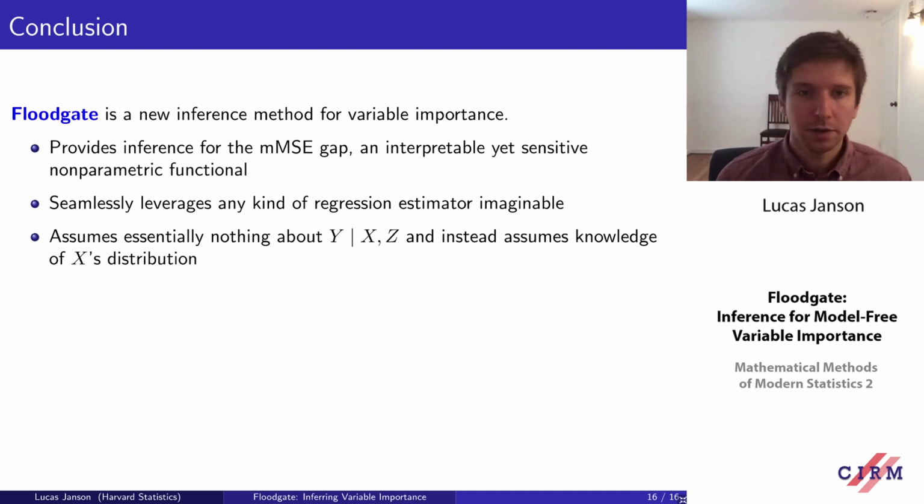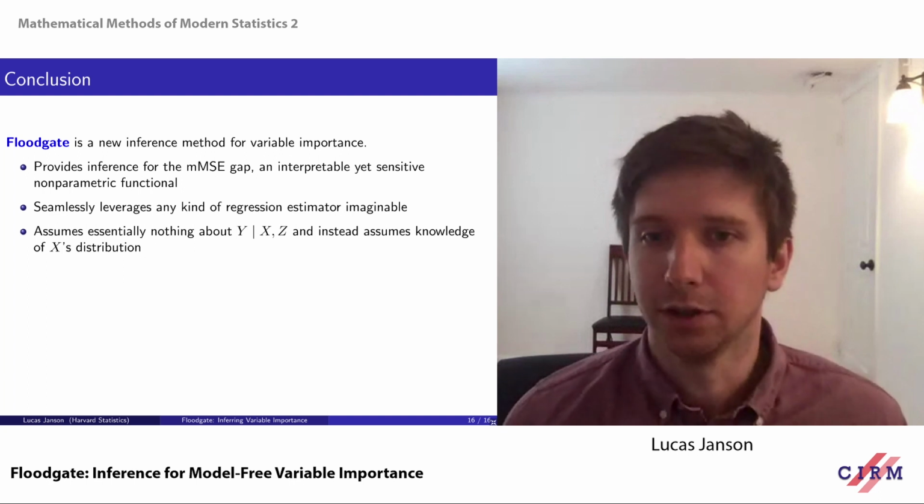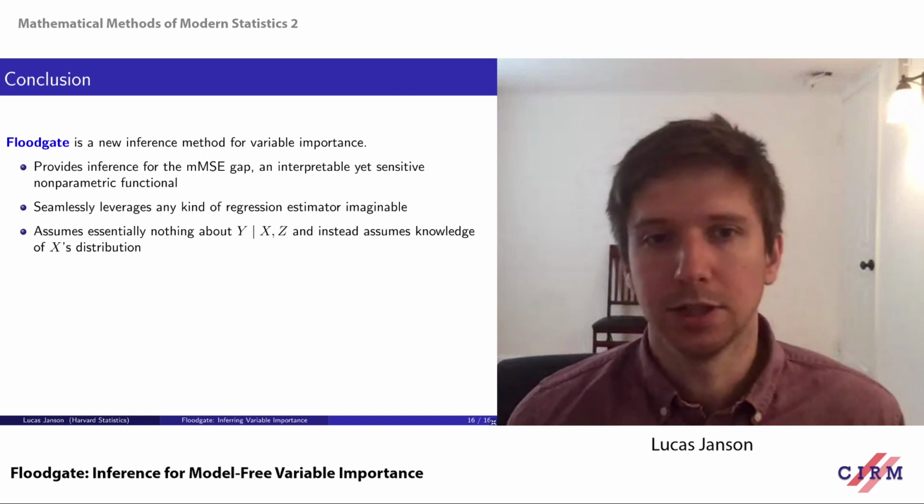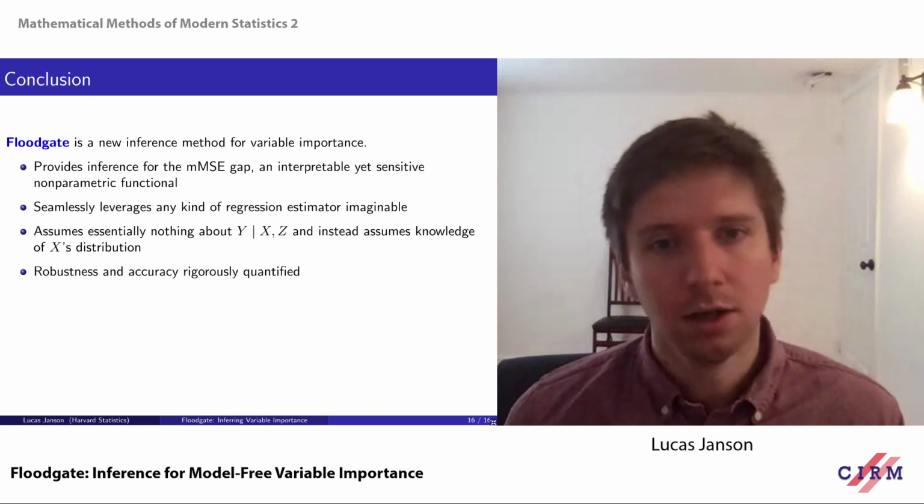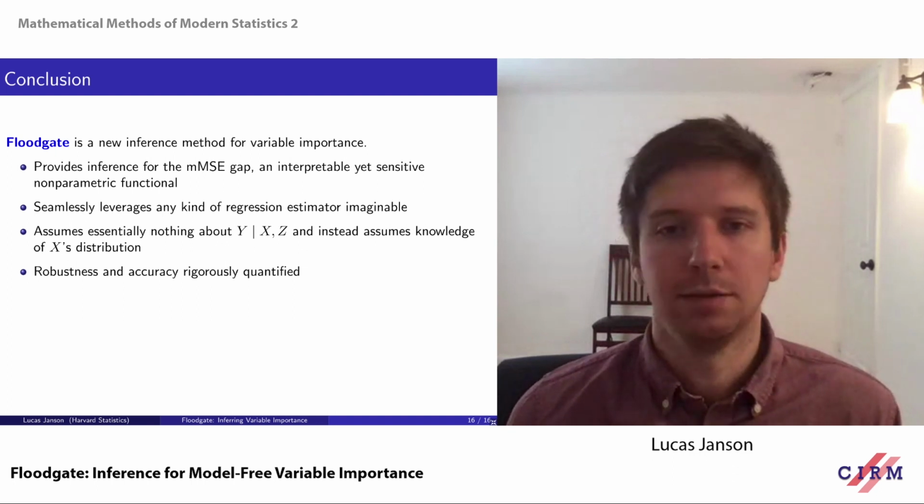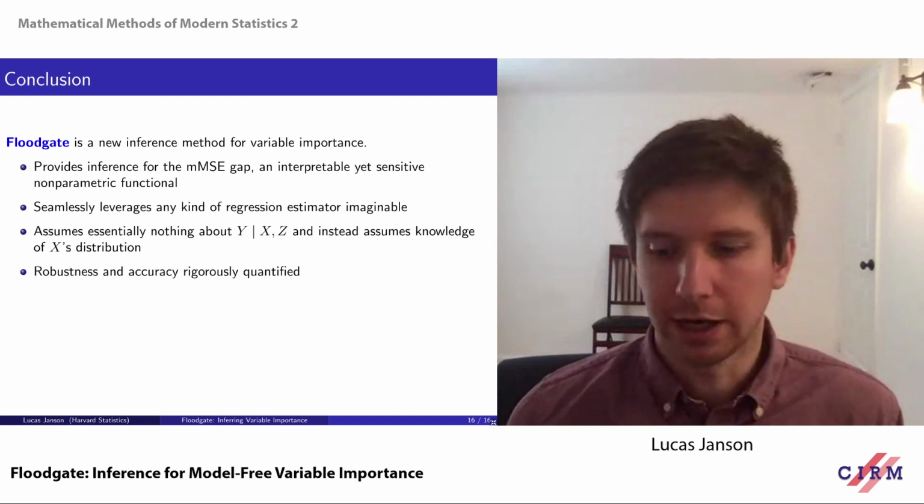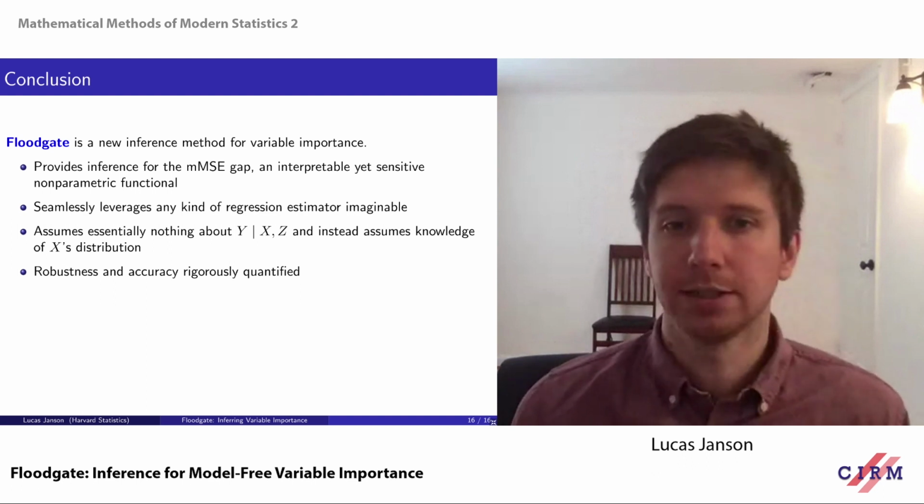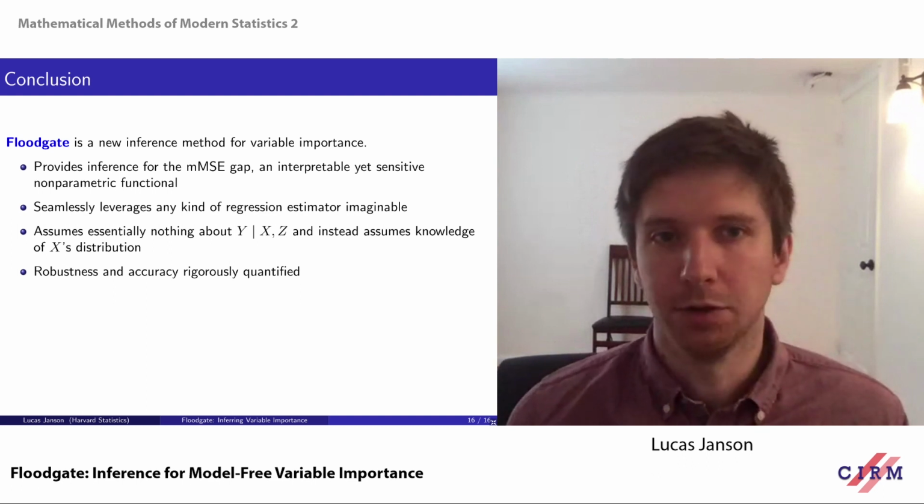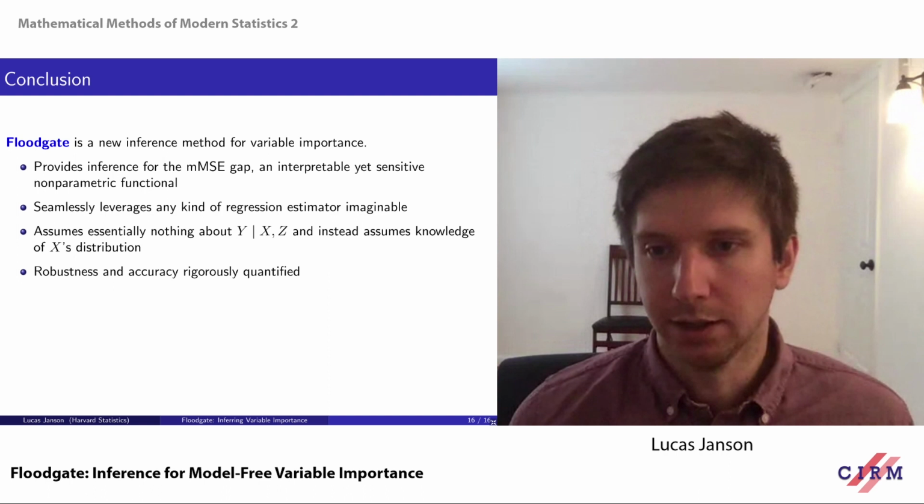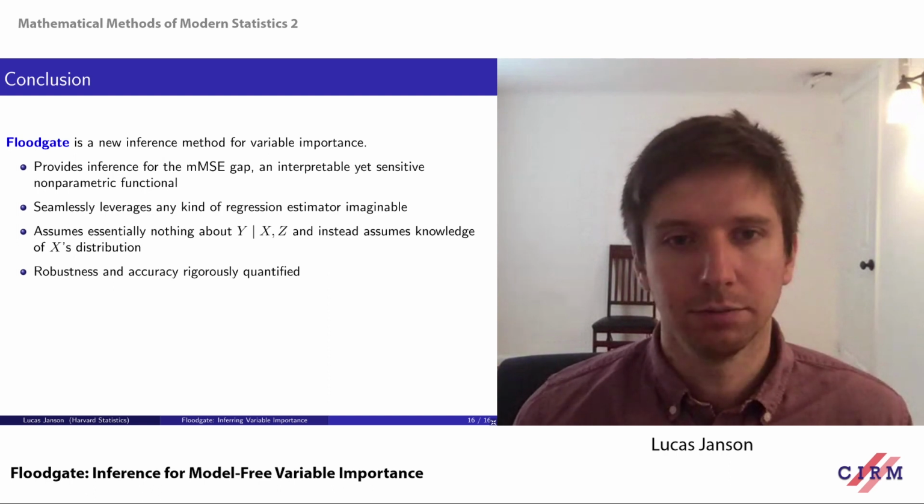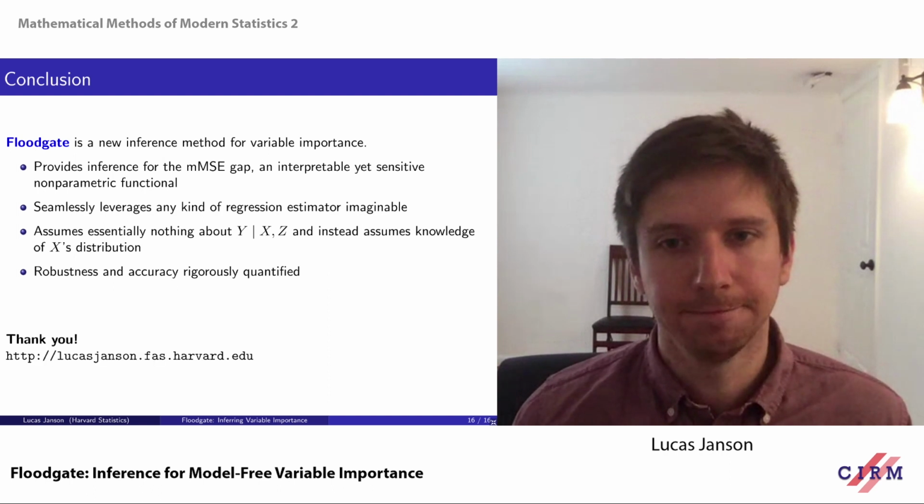And in doing so, it assumes essentially nothing about the conditional distribution of y given the covariates. Instead, it assumes knowledge of x's distribution, but we quantify the robustness, and we can actually show that we can relax that assumption a little bit sometimes. So we think that's not too bad. We think the results are pretty strong, and this is worth thinking about.